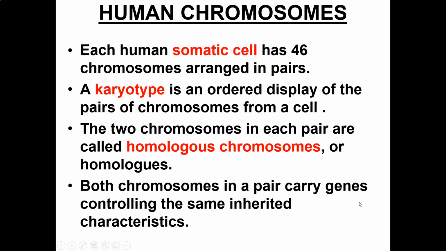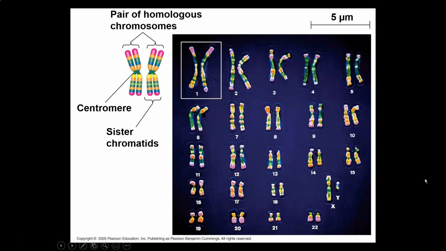Okay, so look at this bottom line. Both chromosomes are carrying genes that are involved in the same inherited characteristics: blood type, eye color, whether your hair is wavy or straight, things like that. Here's a karyotype I was telling you about. These are actual human chromosomes that have been stained in a way that allows them to be matched up into homologous pairs. So you see that they've taken these chromosomes from a human and paired them up with their homologous partners.